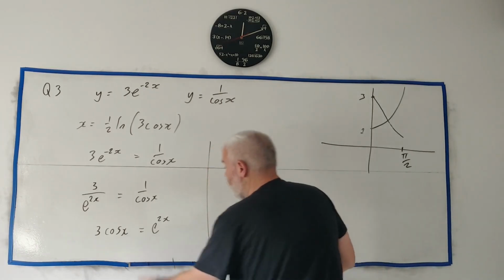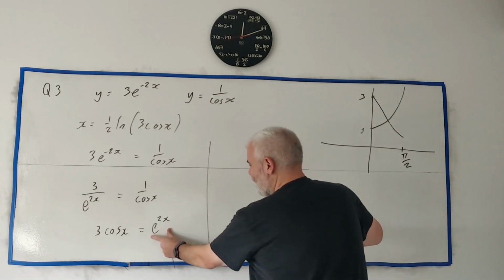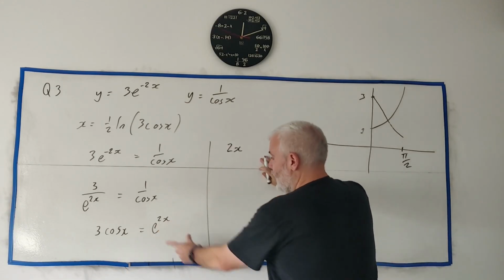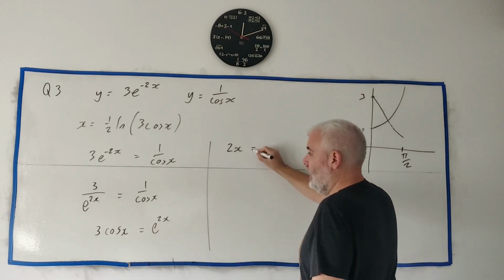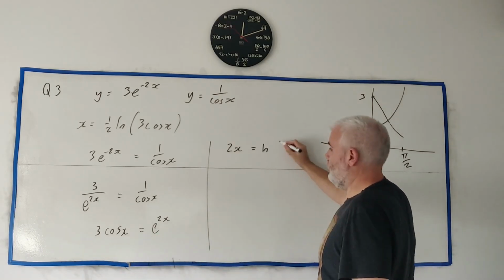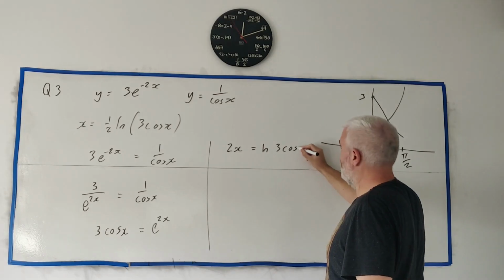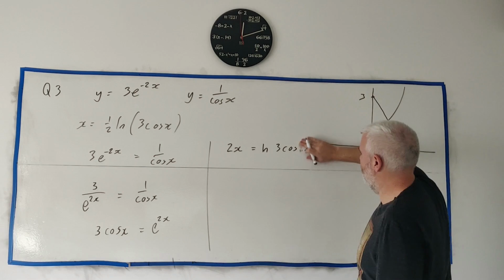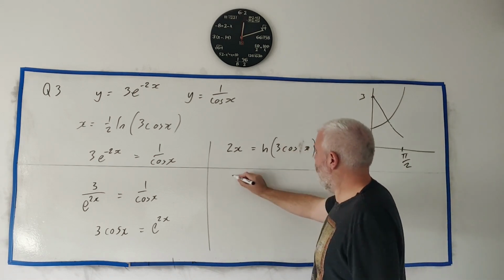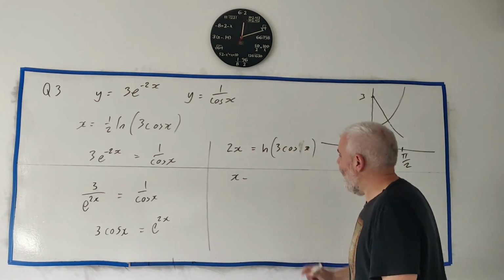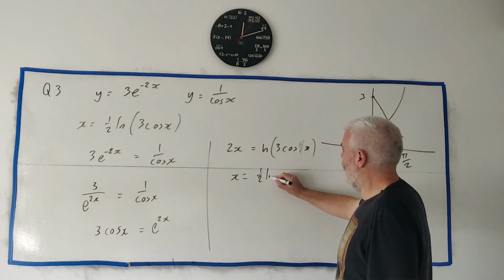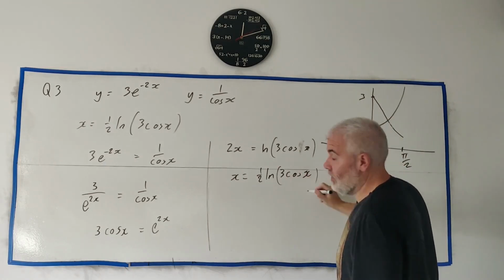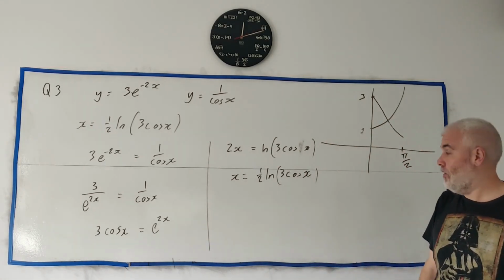Now we can just take the natural log of both sides. Let me write this side first. Natural log of e to the 2x is just 2x. Natural log destroys the e. And natural log of this side is natural log 3 cosine x, sorry, I don't know where 2 came from. And 2x over here. x then is equal to a half natural log 3 cosine x, just like they asked for. That's your full marks for part B.